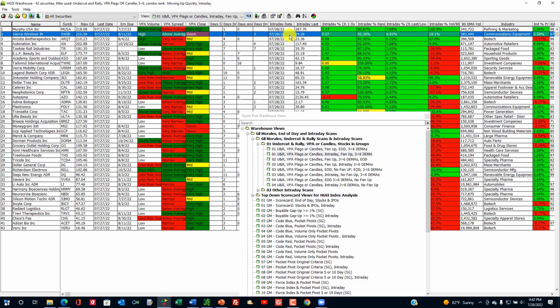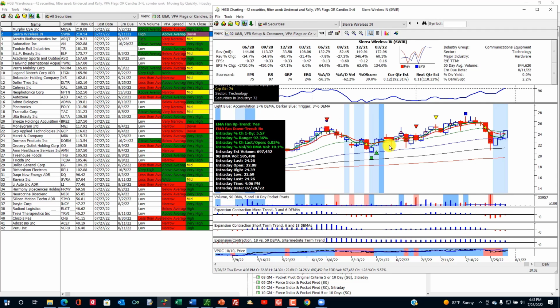Here's Sierra Wireless. It crossed down 4 days ago. 0 is a crossover day, so I know that this crossed down 4 days ago, but now it's moving up today. So let's look at Sierra Wireless. It hasn't crossed over yet, but see these blue lines in here, the light ones? Those mean that the stock is under accumulation. Okay?